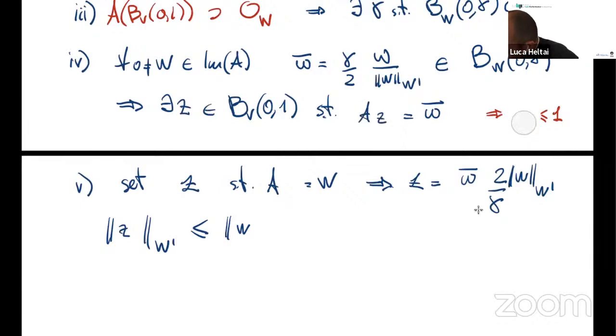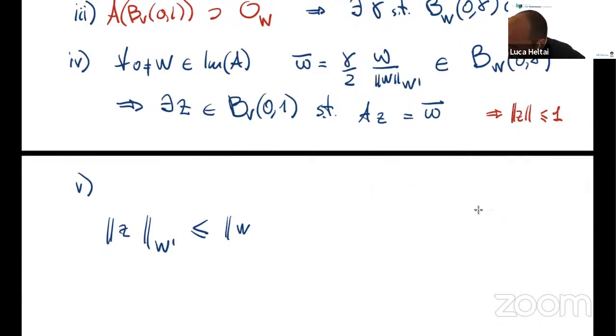And what we have here is that the norm of Z is more or equal than one. Then what I want to show is that B, which I call, as I did before, Z, is that guy over there. So it's the pre-image of that guy.